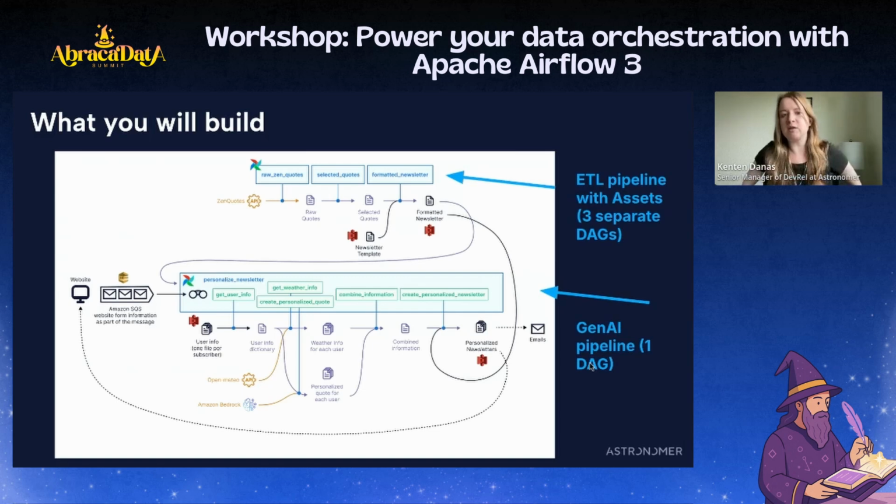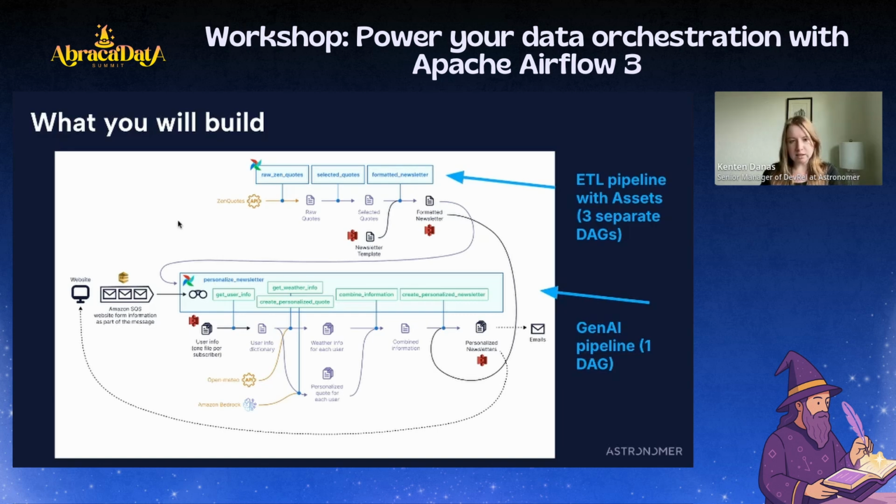Okay, and then just a little bit of an overview for what this repo has in it and what you're going to build in this workshop. So the use case here is we have a company that provides a personalized newsletter service to its users. Users submit information about themselves and what they're interested in learning about, and then they get a newsletter with personalized information and motivational quotes and weather info and everything that you would want out of a newsletter.